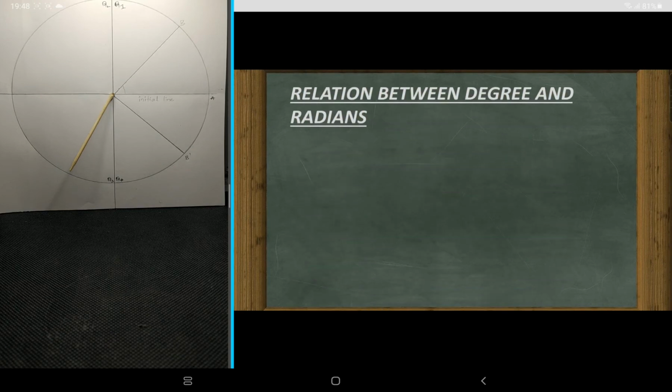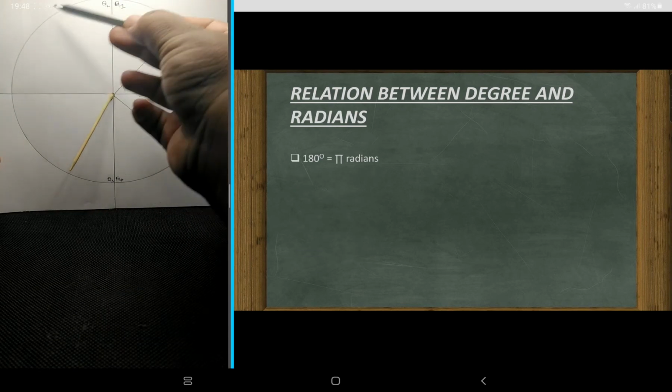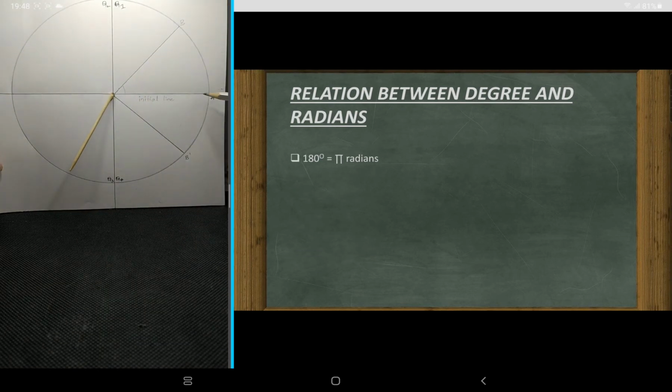So now I hope you understood what is a degree and what is a radian. Now what is the relation between these two? For example, what is 180 degrees? From here to here is 180, right? Why? Because this is 90, this is another 90, so 90 plus 90 is 180. So the angle from A to O to this end is called 180 degrees. This 180 degrees angle is equal to pi radians.